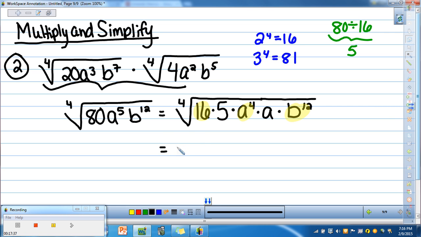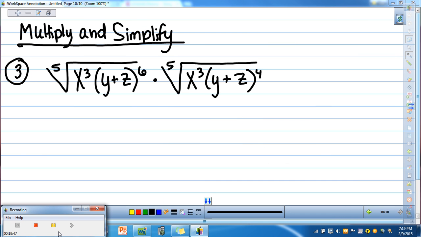The fourth root of 16 is 2. The fourth root of a to the 4th is a. And the fourth root of b to the 12th is b to the 3rd. Remember, this was the same thing as b to the 4th times b to the 4th times b to the 4th. Take those fourth roots. b times b times b is b to the 3rd. Left over on the inside, we have the fourth root of 5a.